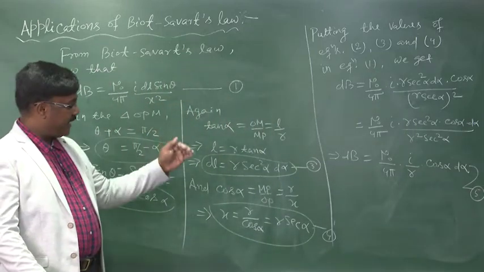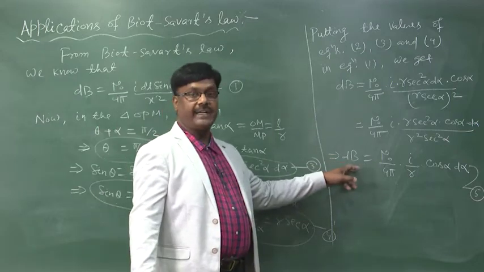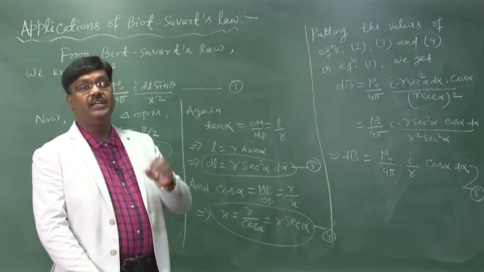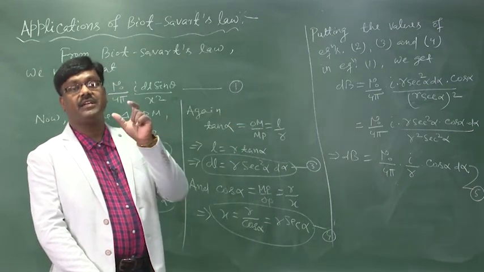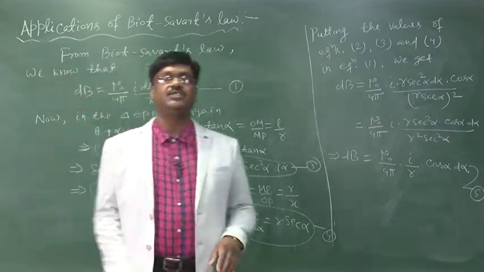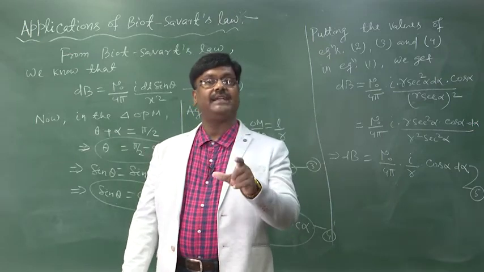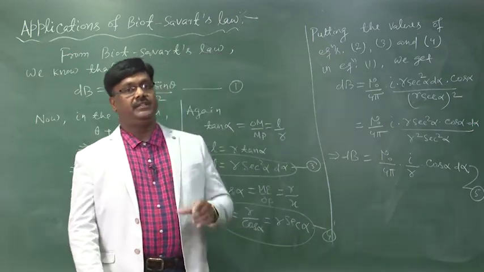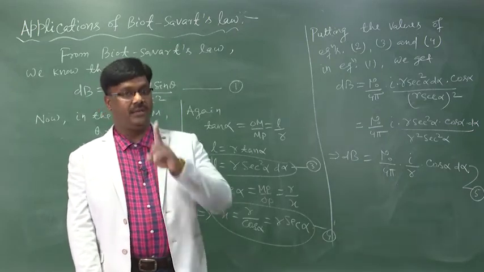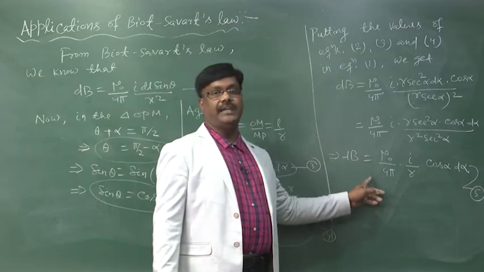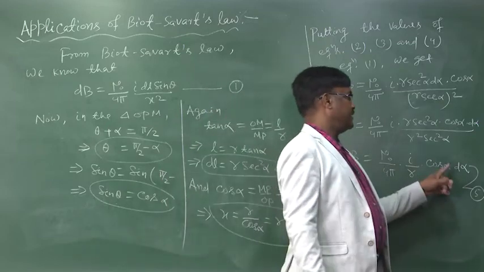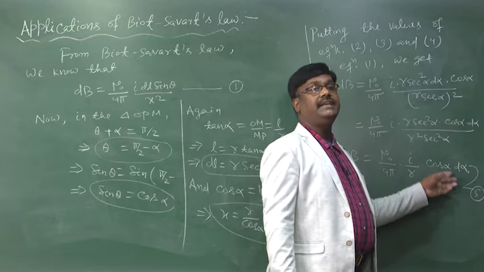Now we have arrived at the magnitude of the magnetic field strength at the point of observation P due to the elementary conductor carrying current. But actually our intention is to calculate the total magnetic field strength at P due to the conductor AB, which can be obtained by integrating this equation 5 within the proper limits. And this integration is to be done over dl.